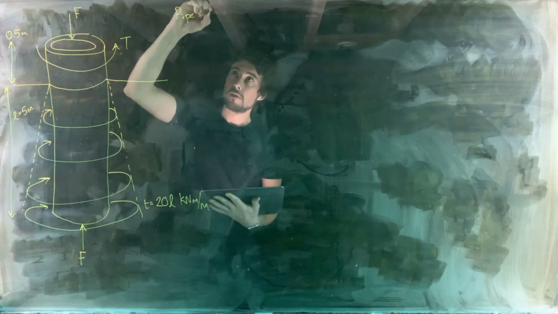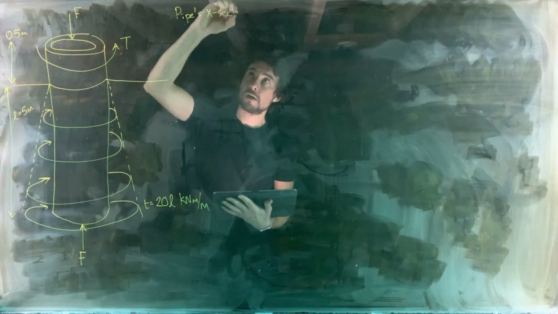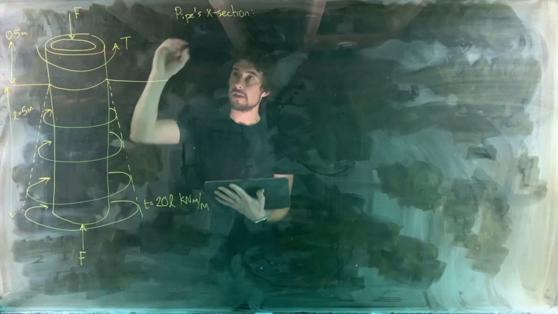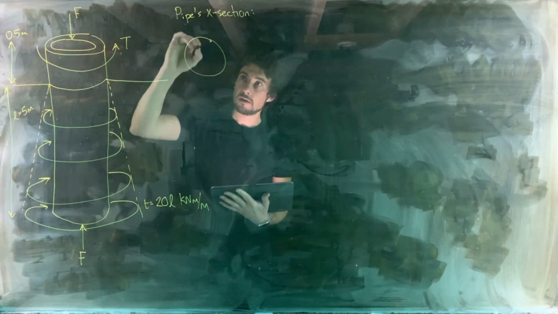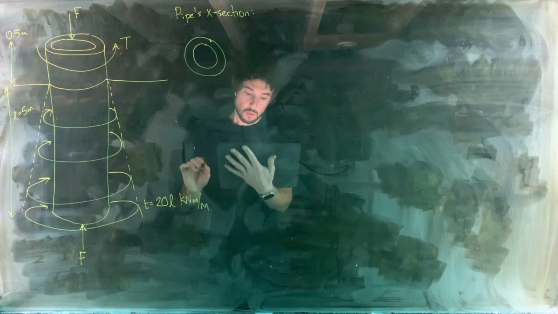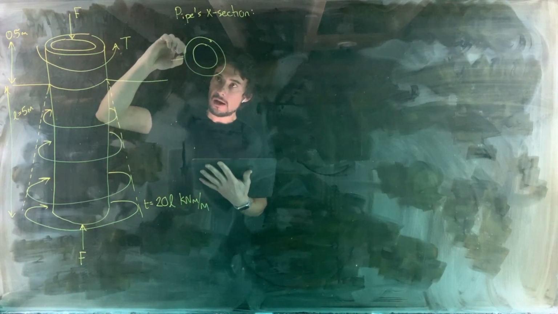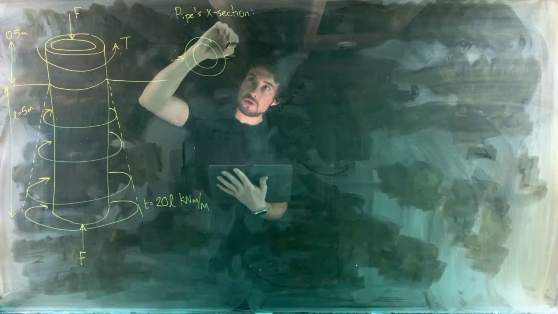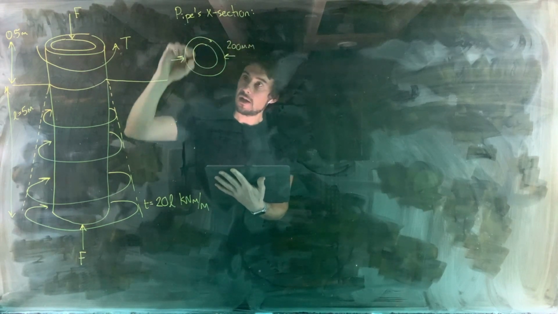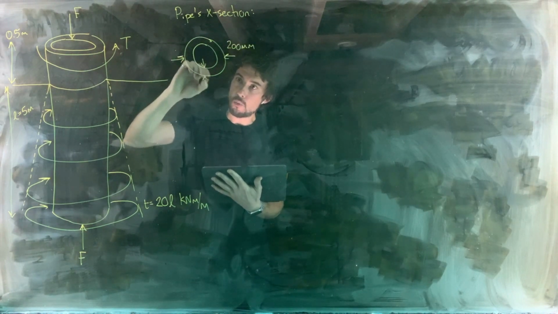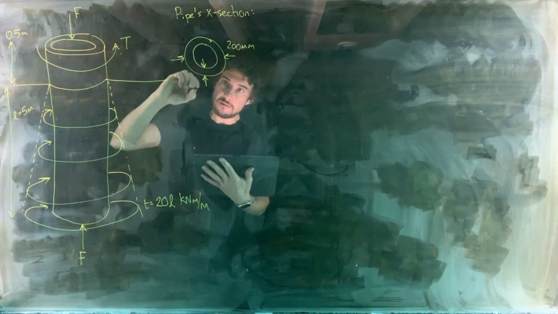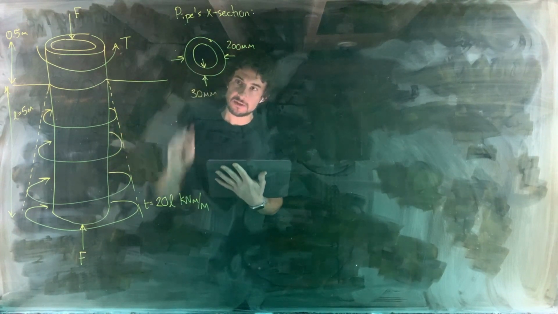The pipe's cross section looks like this, where we've got an outer diameter of 200 millimeters, and we have a wall thickness of 30 millimeters. There we go.